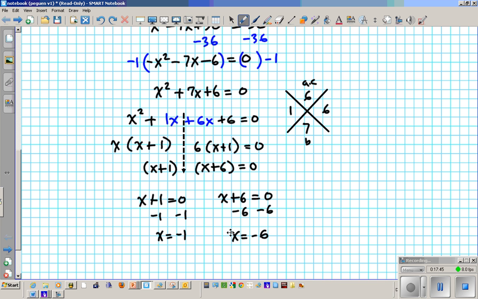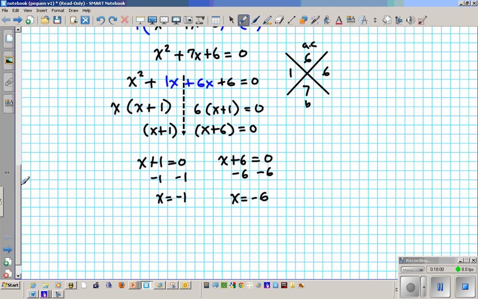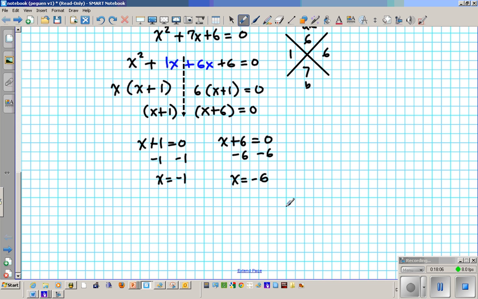Absolutely not. We need to check to see which results are extraneous. Either both are extraneous, which means no solution, one is extraneous, or none of them are extraneous, which means they're both good. Alright, so let's find out which one is the extraneous one, for example. So we're going to do a check. Write this down, check.